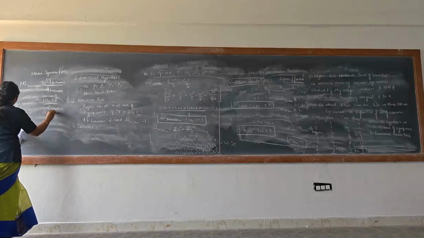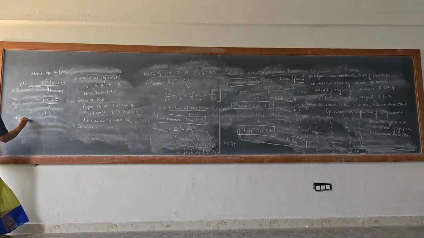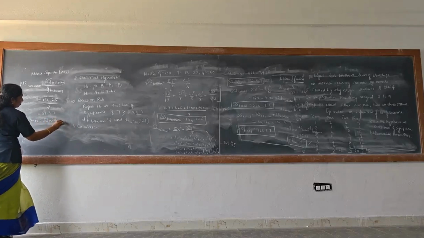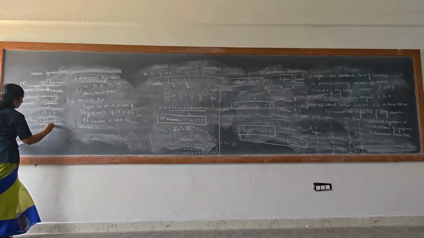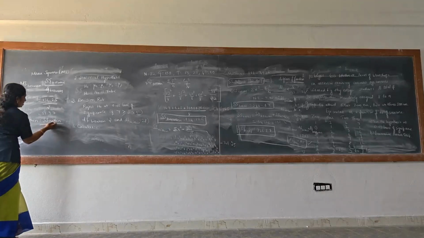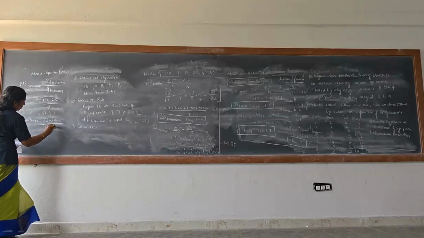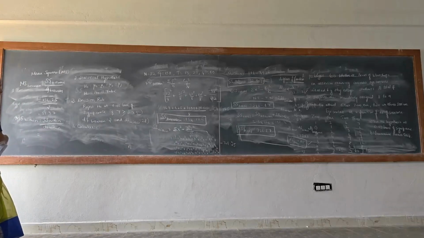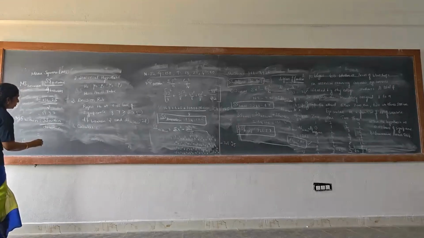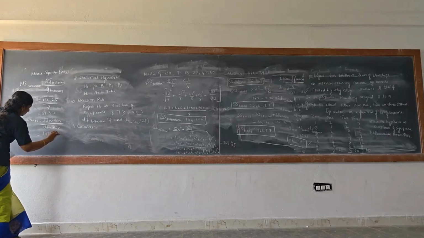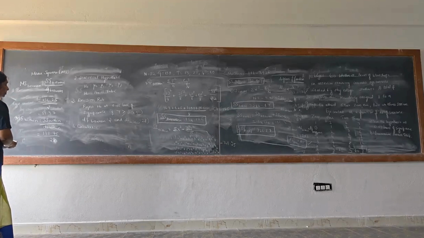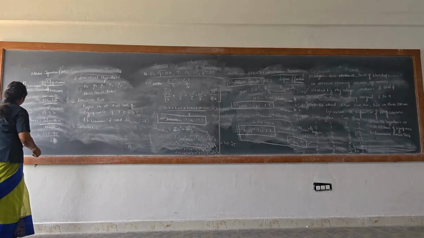And next is MS within. So here which is equal to SS within divided by df within. So SS within value is 132.75 divided by 27. Sorry, 28. Right. 28. So the answer is 4.74. This is MS within. Okay.